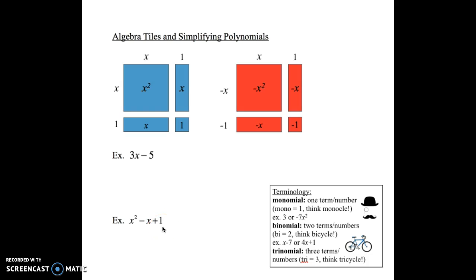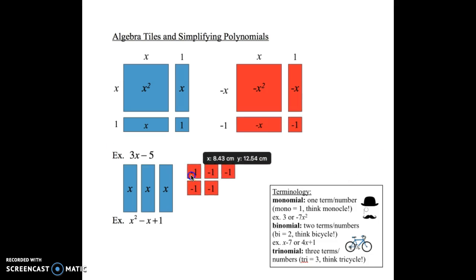Okay, so representing these using algebra tiles, if we have 3x minus 5, so 3x means we need 3 of the x tiles. And then if we have minus 5, then we require 5 negative 1 tiles. And so that is 3x minus 5 using algebra tiles.